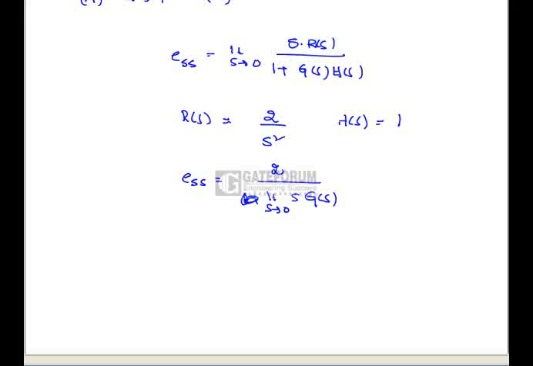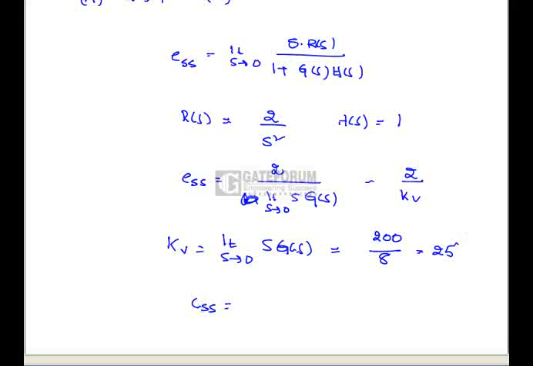This term is 0, so ESS is 2 by Kv. Kv is nothing but limit s tends to 0 of sG(s), which equals 200 by 8, which equals 25. So ESS equals 2 by 25, which equals 0.08.